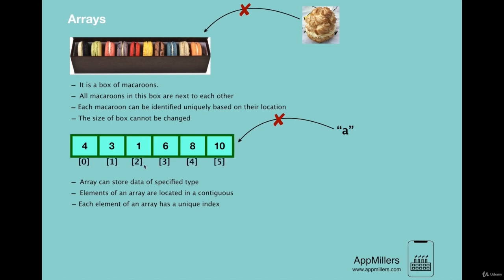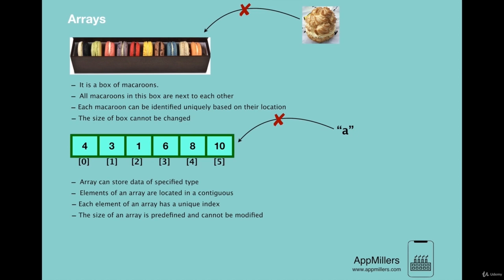So if we want to access, for example, this element over here, we need to access it through an index of 2. And here, take into account that indexes start from 0, not from 1, and they increase sequentially. So the last property is the size of the array is predefined and cannot be modified.